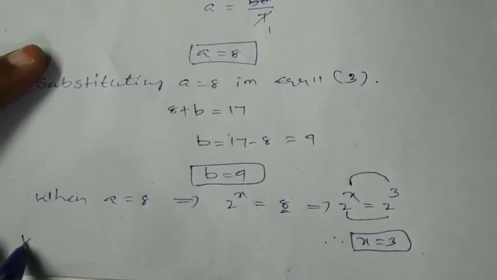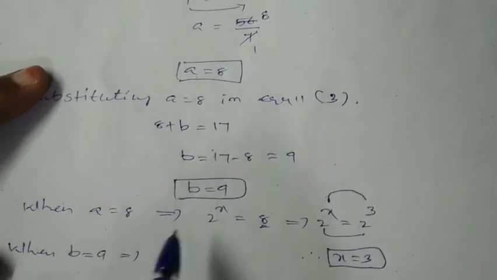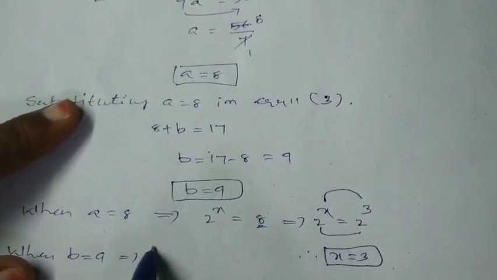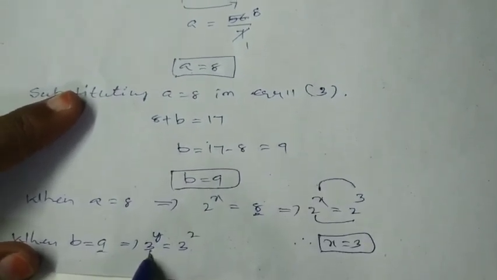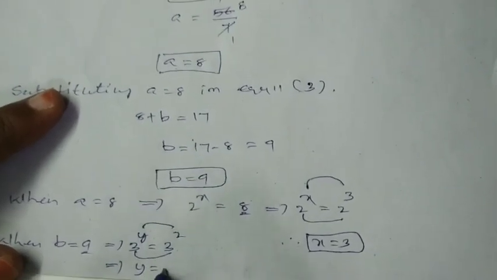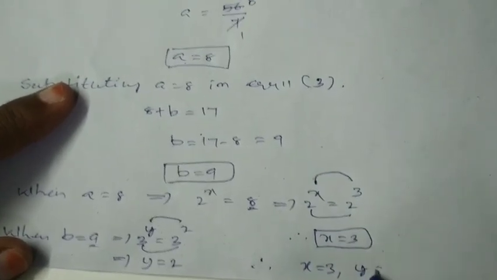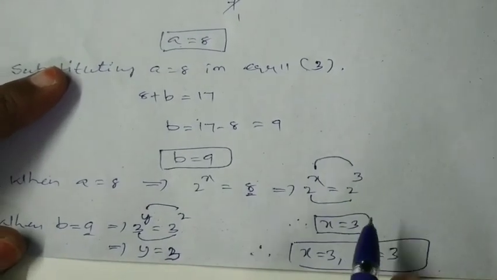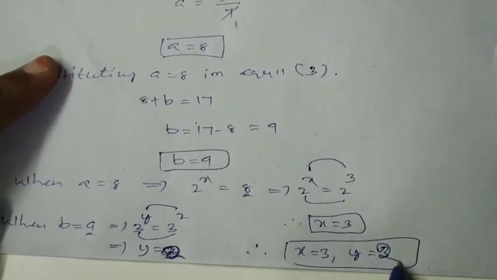Next, when b equals to 9, this implies b equals to 3 power y. Substitute here. 3 power y is equals to 9, we can write exponential form 3 square. Bases are same now, so exponents should be equal. y equals to 2. So finally we got x equal to 3, y equals to 2.